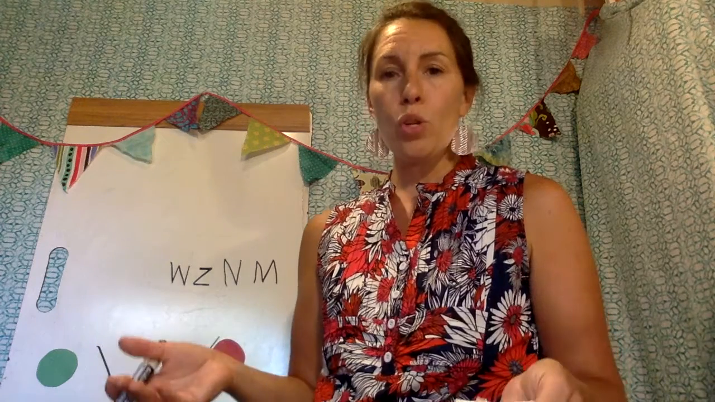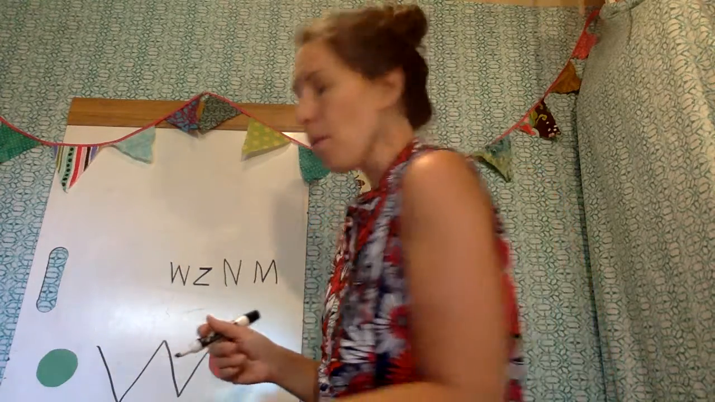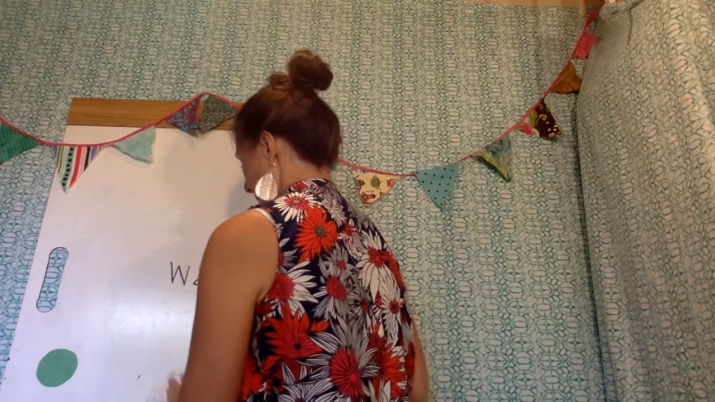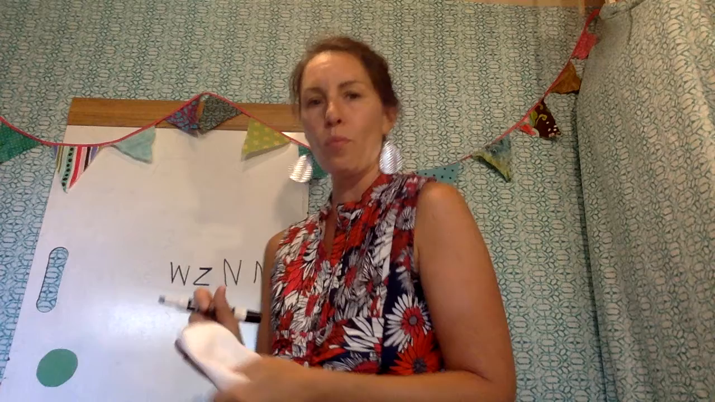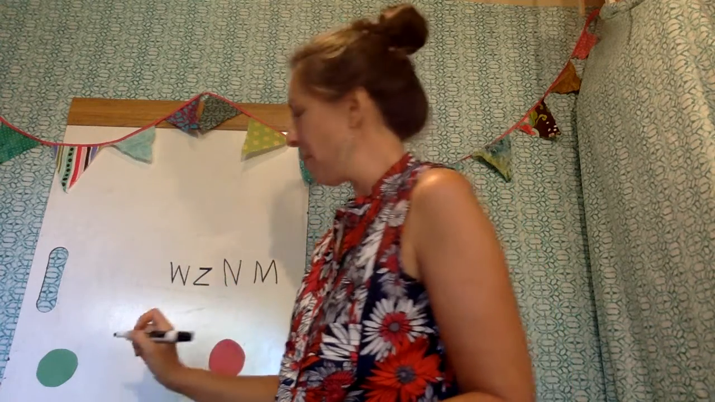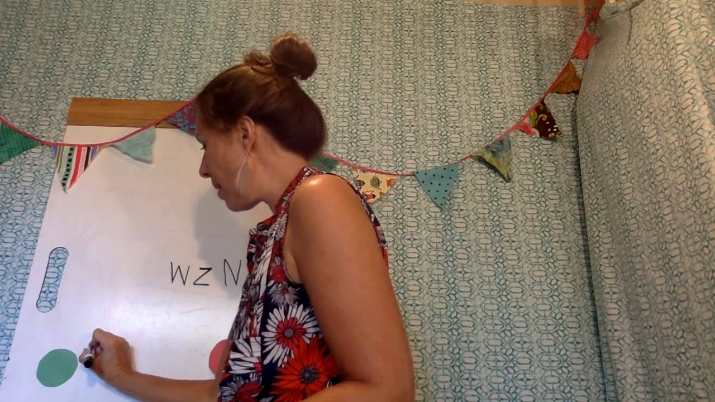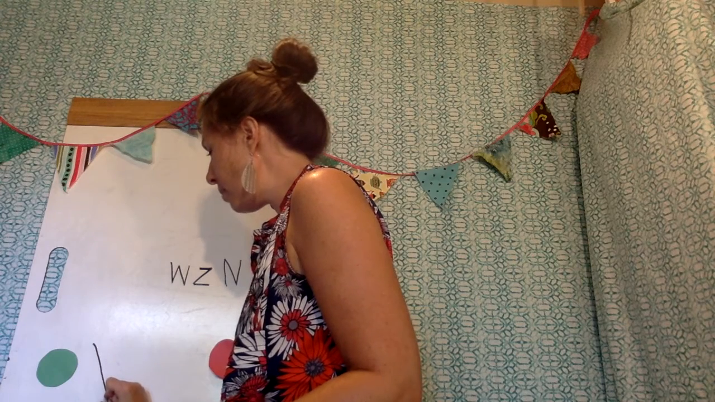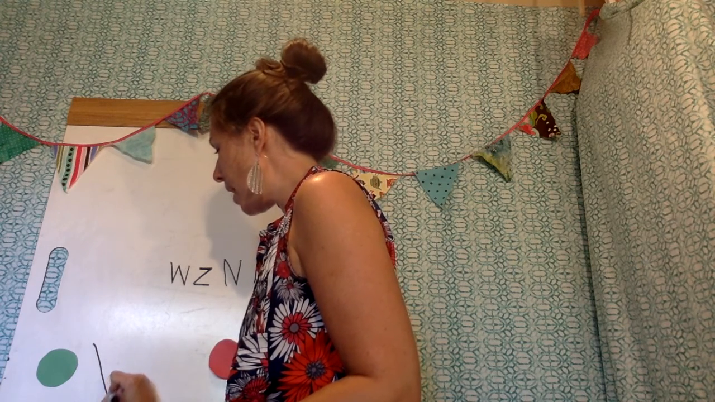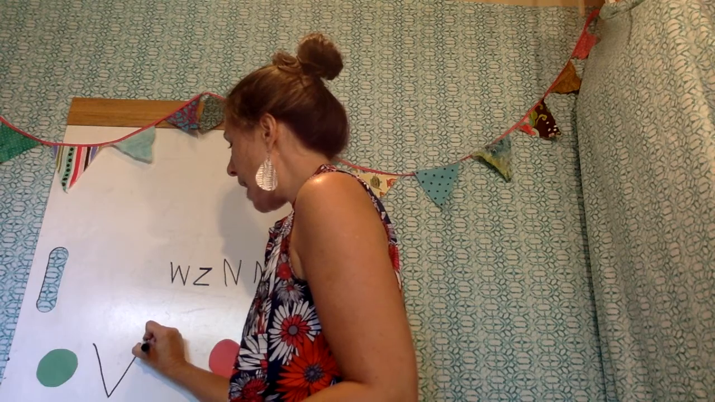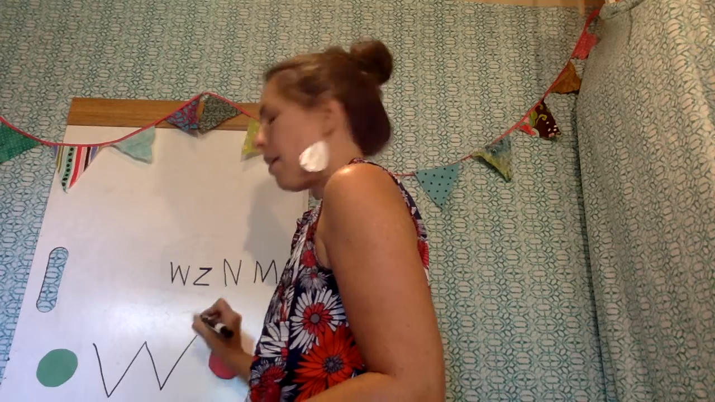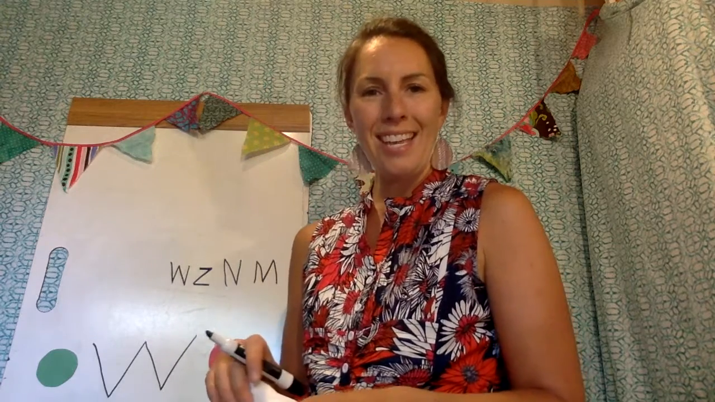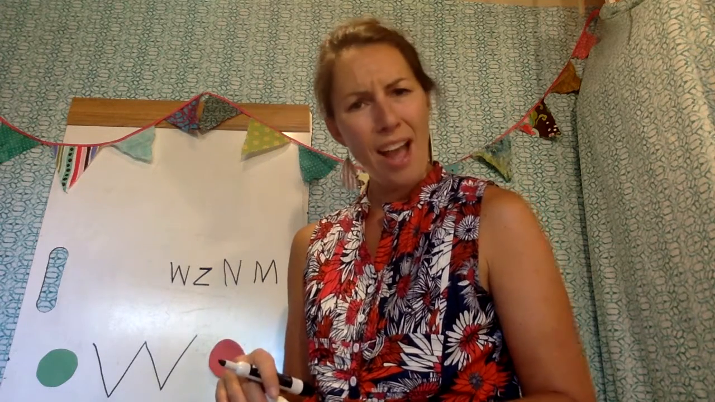Okay, now we're going to try it together. So go ahead and get your marker and eraser, paper and pencil out. Okay, here we go. We're going to start on the left at the top, diagonal line down, diagonal line up, diagonal line down, diagonal line up. Hold it up so I can see. Show your parent. Nice job.